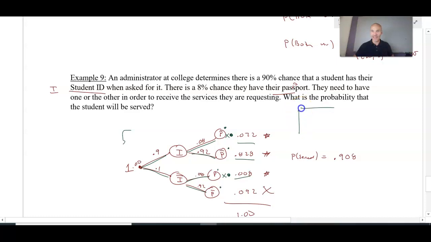It's kind of like looking at a Venn diagram, and these are students with IDs, these are students with passports, and what we want is the students in here who just have IDs, no passports, who just have passports, no IDs, or people who have both. The only group that we don't want to include in there is the group of people who have neither of them.